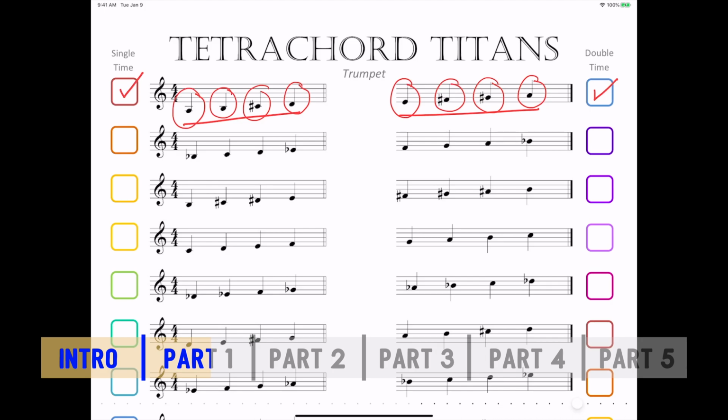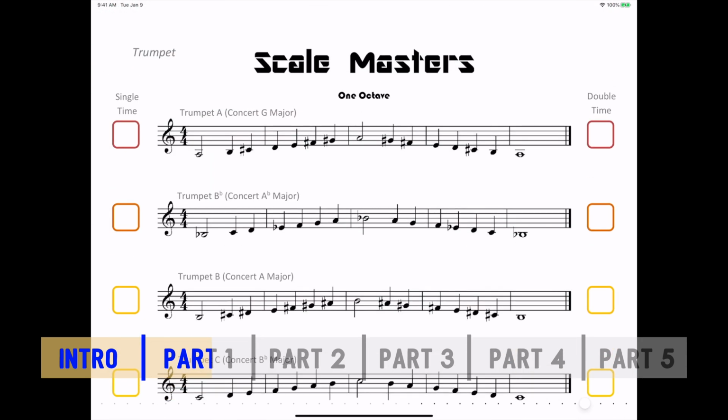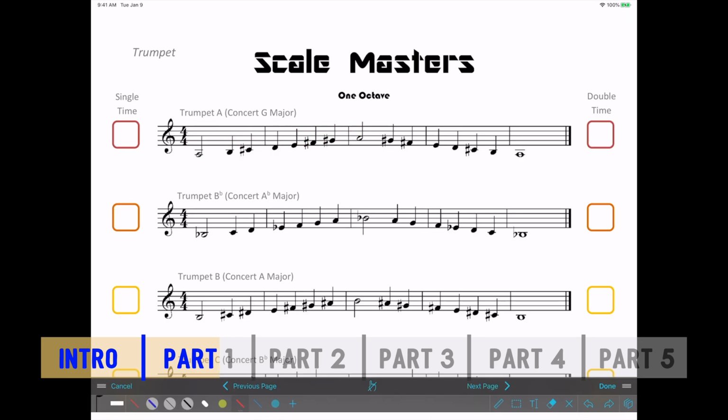If we move to the next page, you'll notice we have the same notes here. A, B, C sharp, D. Then we have the same next 4 notes. E, F sharp, G sharp, A. The difference here is the rhythm has changed. Now we start with a half note and then move on to quarter notes until we get back to what we call the root note, the main note.